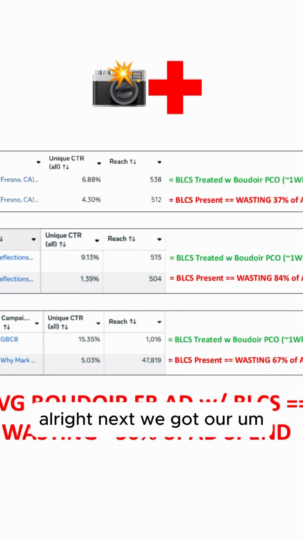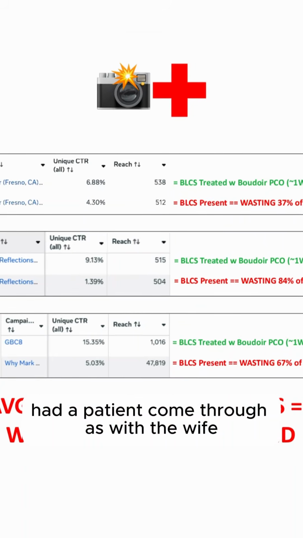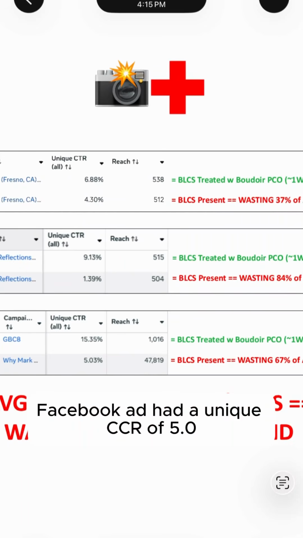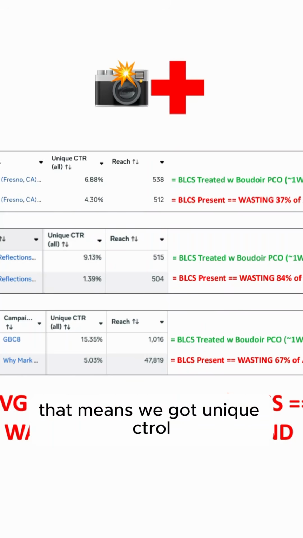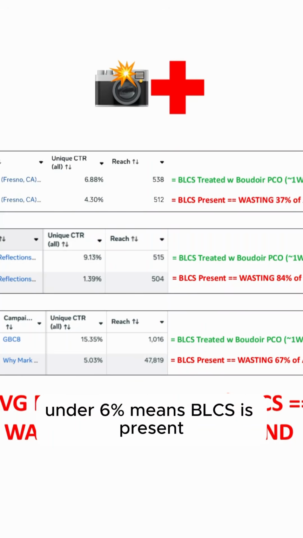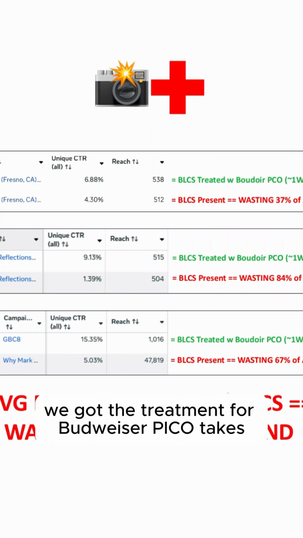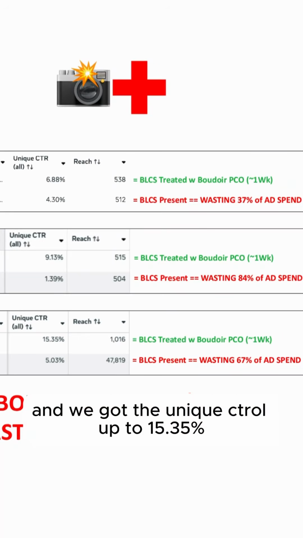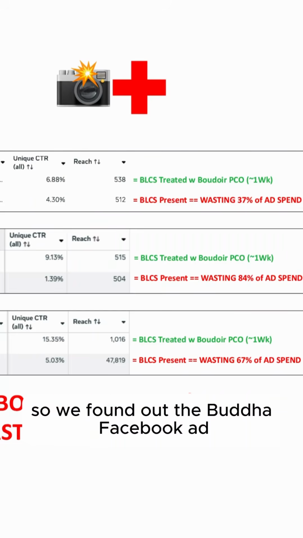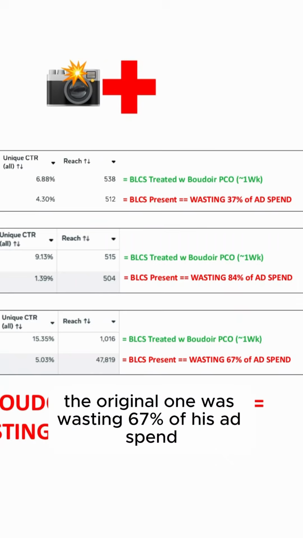All right, next we had a patient come through. His Boudoir Facebook ad had a unique CTRL of 5.03%. Okay, under 6%. That means BLCS is present, Boudoir low click syndrome. And we got the treatment for it, Boudoir Pico. Treatment takes about a week, and we got the unique CTRL up to 15.35%. So we found out the original Boudoir Facebook ad was wasting 67% of his ad spend.